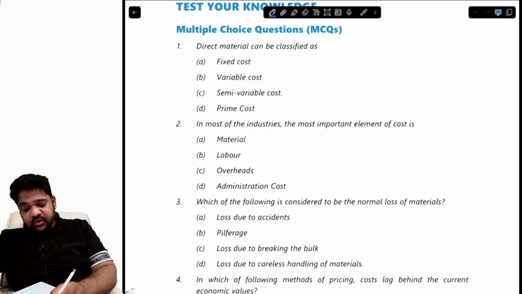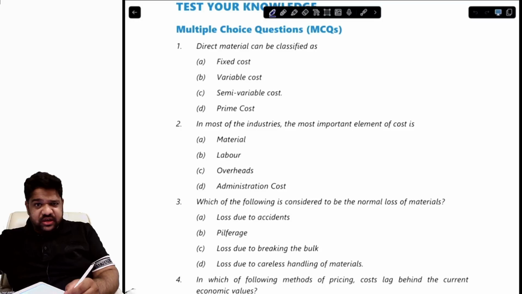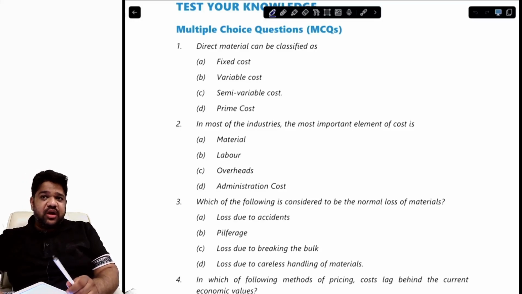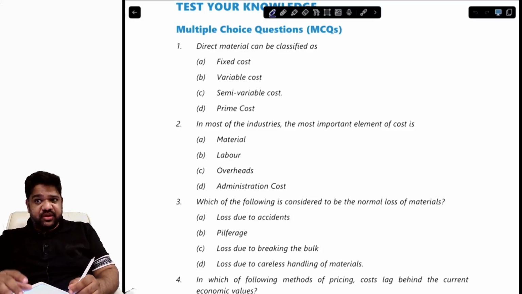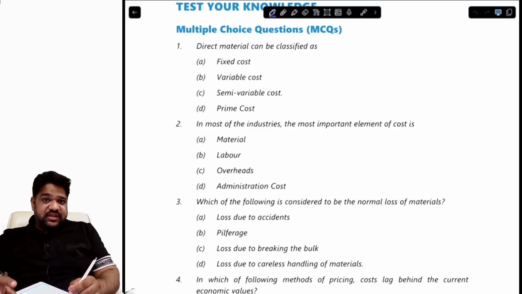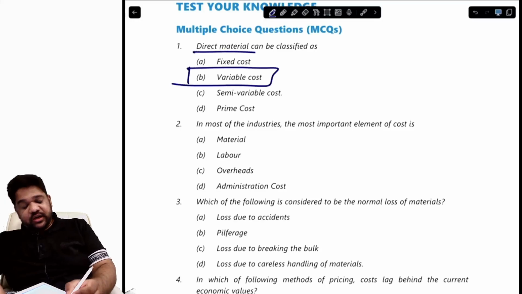So the first one, direct material can be classified as fixed cost, variable cost, semi-variable cost, and prime cost. So it can't be prime cost for sure because prime cost is direct material consumed plus direct labor plus direct expense. So that's how. Now, if you remember the budget chapter, we always used to do this. If we have cost at only one level, we will identify the cost as fixed, variable or semi-variable based on the name of it. And we always said that all direct costs are variable. So direct material will be under the category of variable cost.